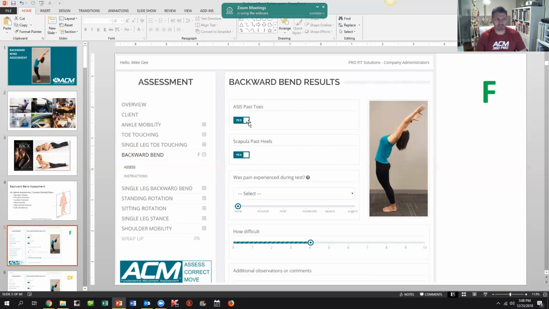But in this example, they can move. They have really good backward bend pattern. Their hips come forward. They have great thoracic extension. Their scapula passes back over the heels. So we give them 2 yeses.